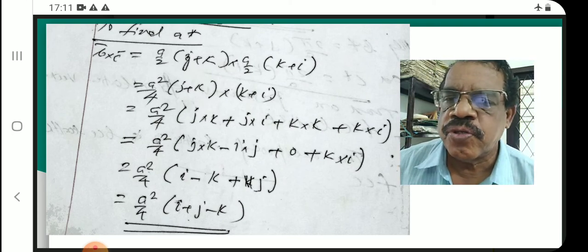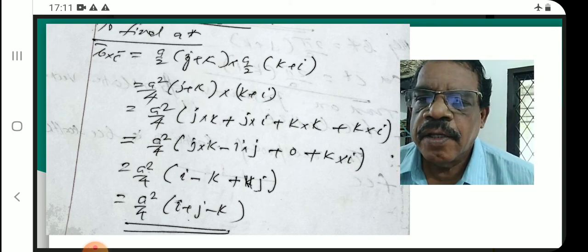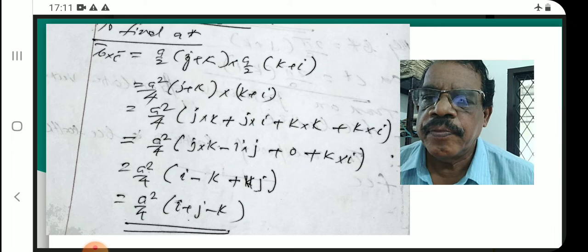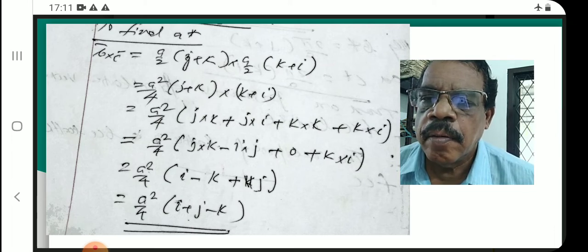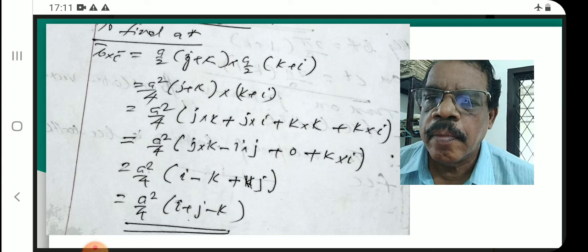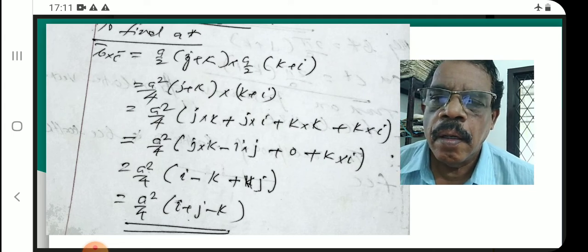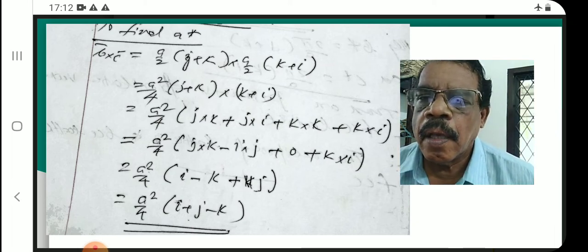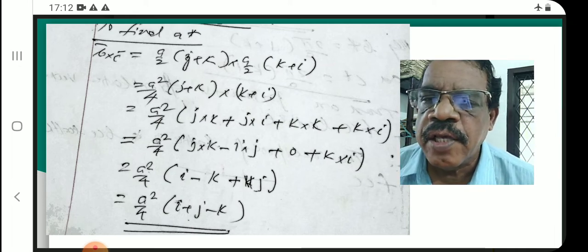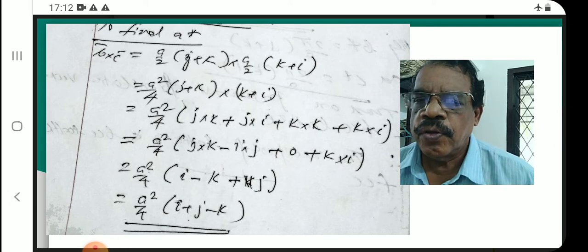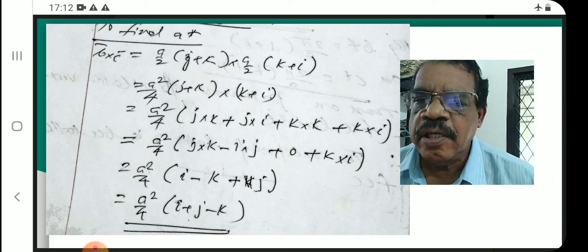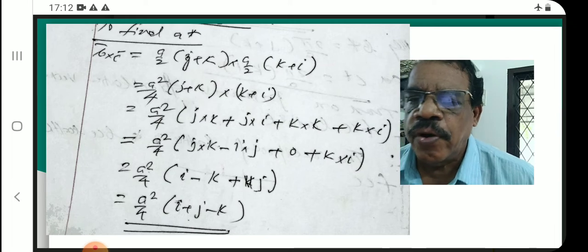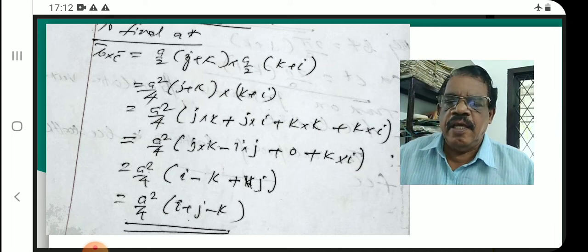You remember the vector rules: j cross k is i, then i cross j is equal to k, so it is minus k. There is a minus sign. And k cross i is equal to plus j. So inside the bracket we get i minus k plus j. So we write in order a square by 4 into i plus j minus k.